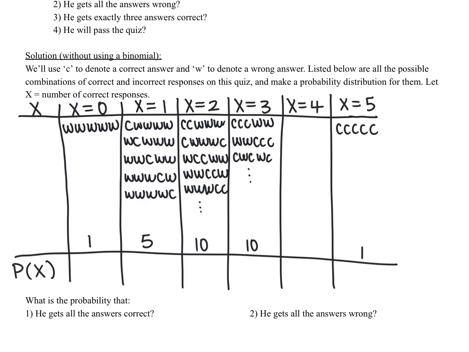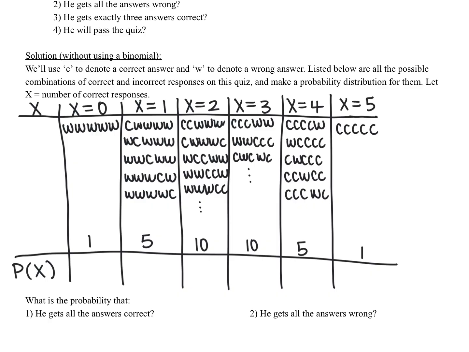To get 4 of them correct, it could be the first 4 and the last one wrong, the last 4, it could be the second one that's wrong. He could just get the third one wrong, or he could get the fourth one wrong. So there's 5 ways for that.